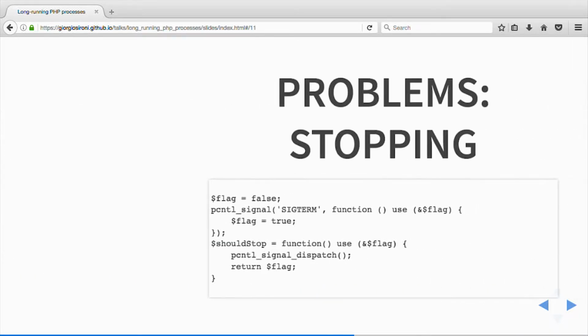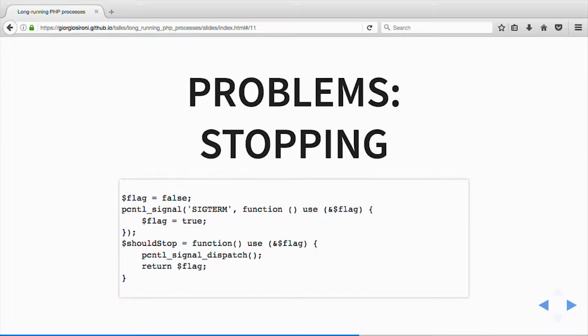However, the next problem is stopping, because it's not just about killing the process with a SIGKILL in a Unix environment and then being done with it. If you are halfway through a job, you probably don't want to just interrupt what you're doing. For example, leaving some rows on a database written and some other rows related to the same transaction not being written instead.